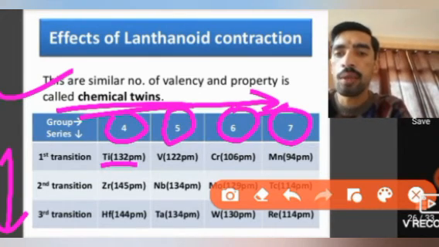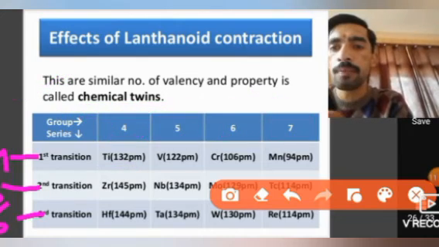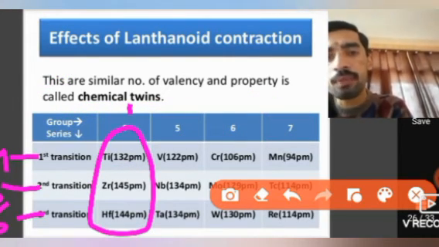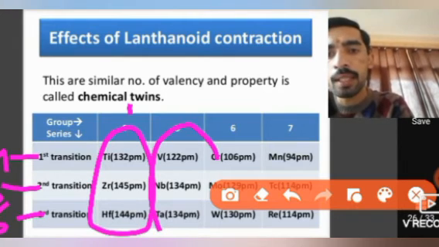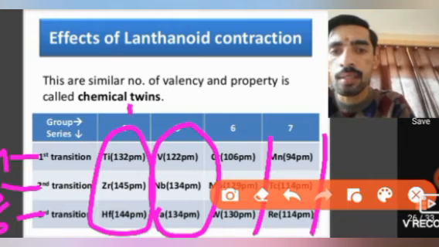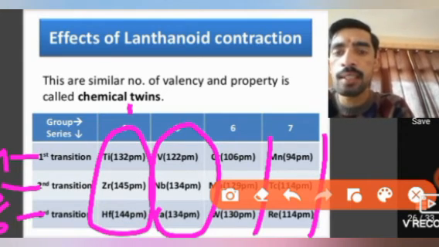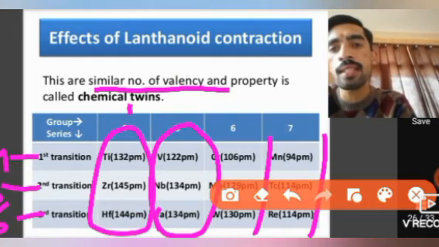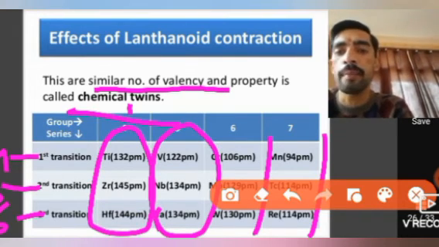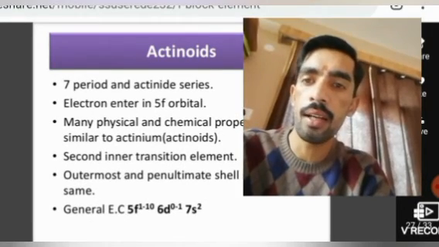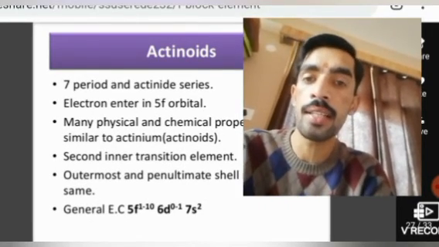Titanium, zirconium and hafnium in group 4 have only a marginal variation in size. Vanadium, niobium and tantalum have similar sizes to each other. So there is a marginal difference in the atomic radii. That's why the number of valence electrons is also the same, and that's why these are called chemical twins. So this was all about the f block lanthanide series, dear students.